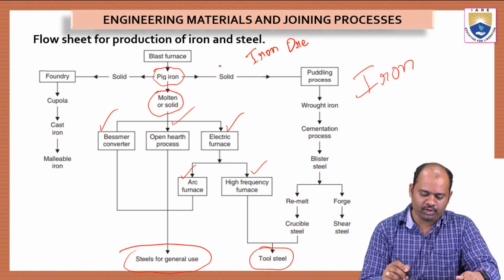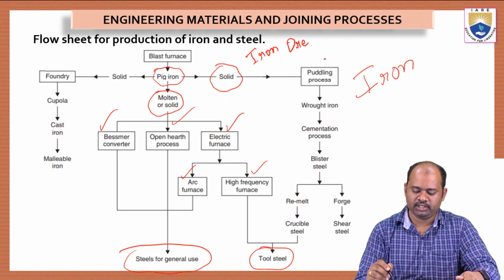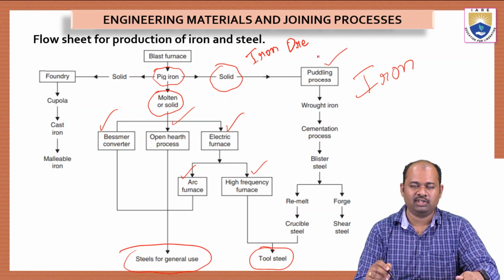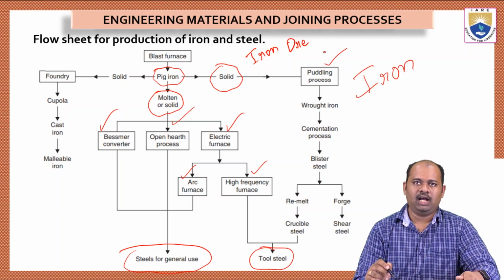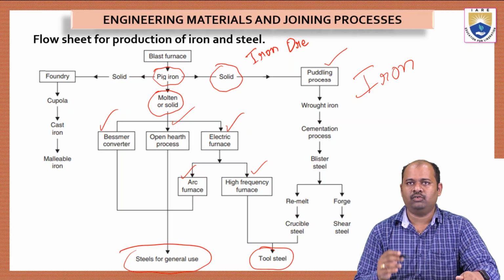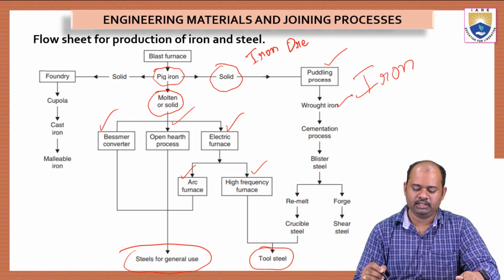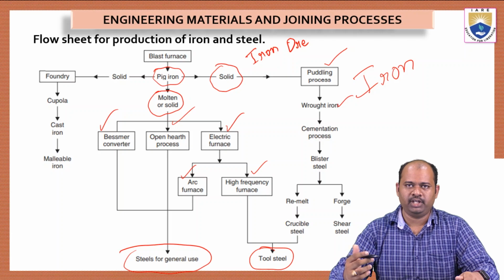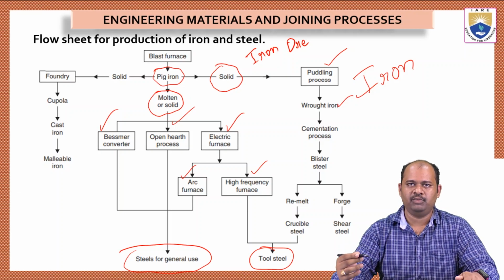And here is another process, where solid pig iron is taken and processed in a puddling process. There is a process called puddling. After this puddling process we will get wrought iron. So wrought iron is another form of iron which has a wide range of applications. We are going to see that in the coming slides.